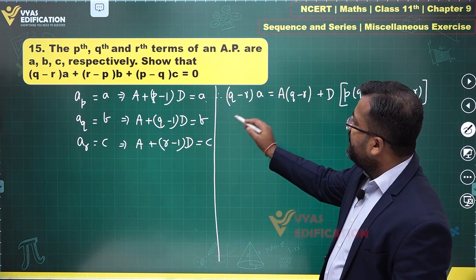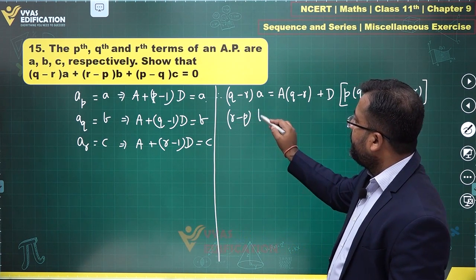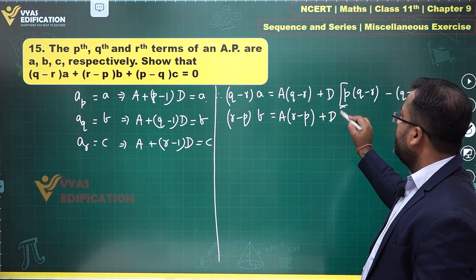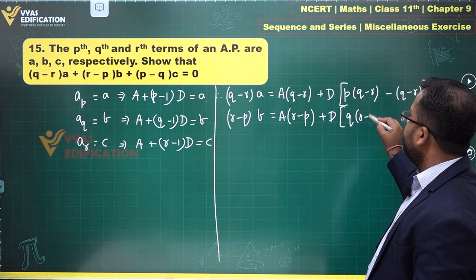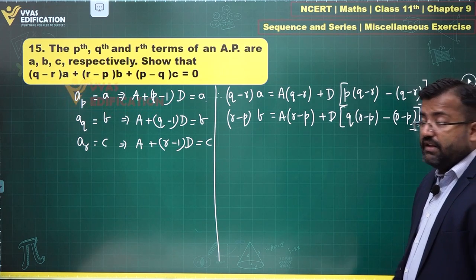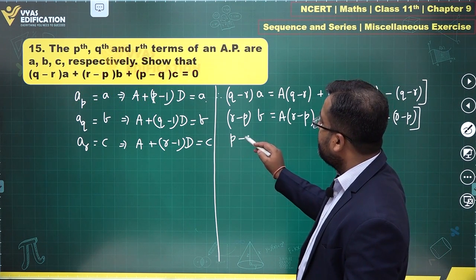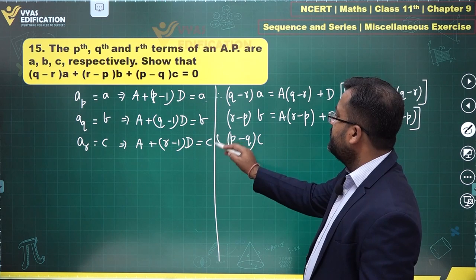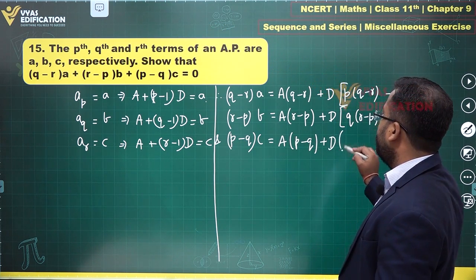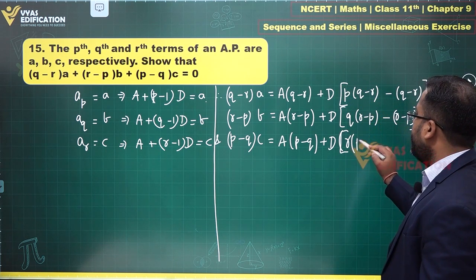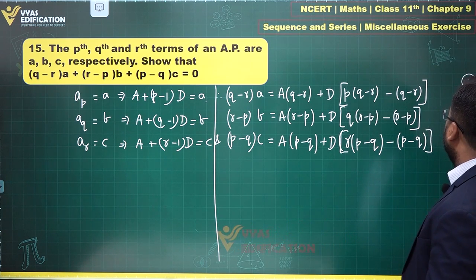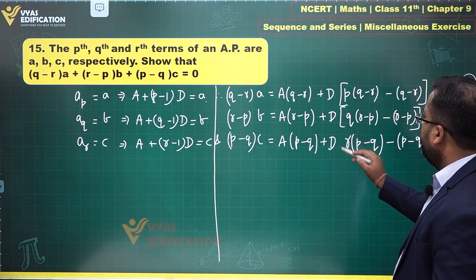Similarly, you can multiply B with R minus P, R minus P plus D times, you have Q times R minus P minus R minus P is what you get, right? The next term will be P minus Q times C. This and this and this, which is A times P minus Q plus D times R times P minus Q minus P minus Q. This is what you get.